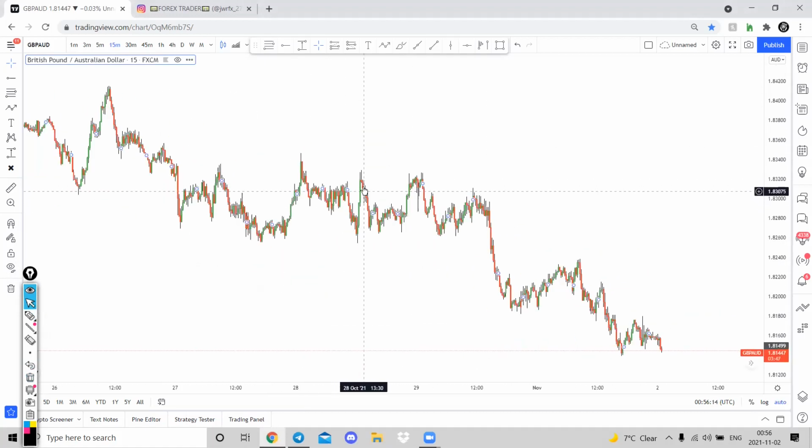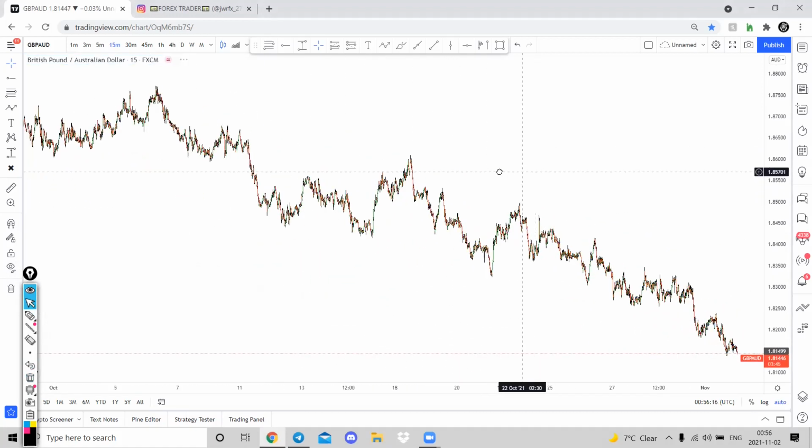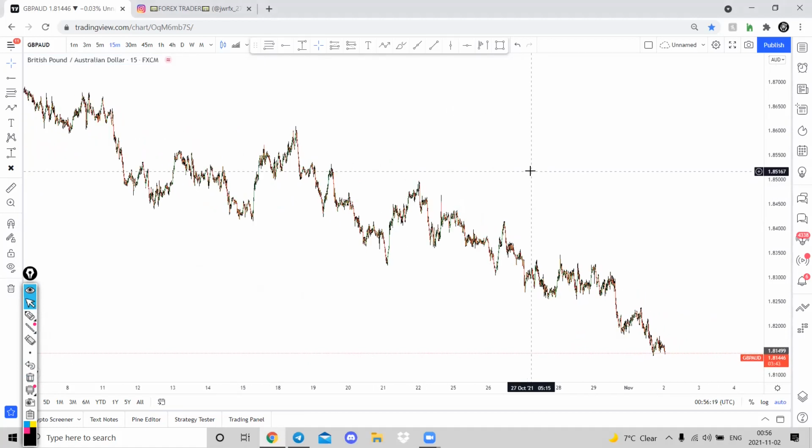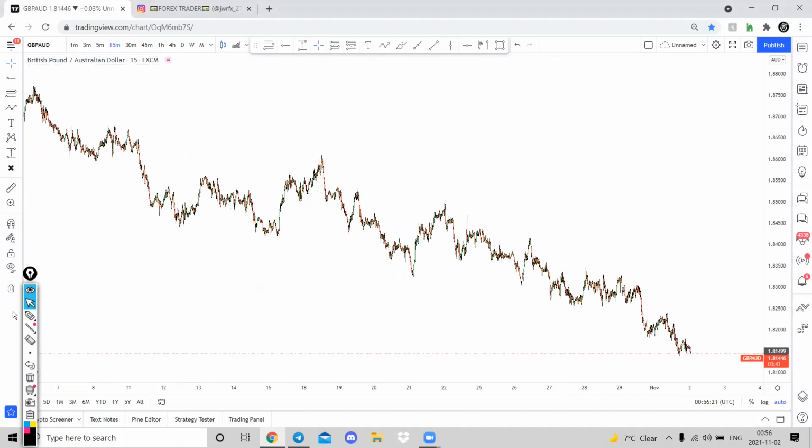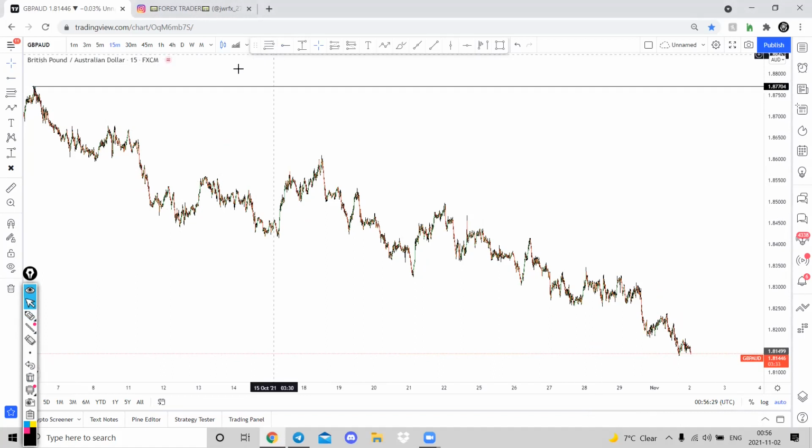So here we have a downtrend, right? A very clean downtrend on the 15-minute time frame on EURAUD. First, what we can see is here's a market structure, I can just show it right here. Here's a market structure. Oh, just give me a sec. This is much better.